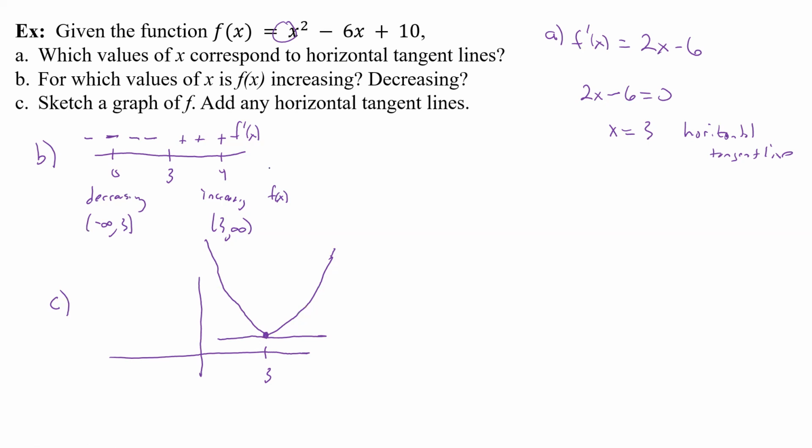So again, f of x is increasing from 3 up to infinity, and f of x is decreasing from negative infinity up to 3. So those are all the values we're looking for in this problem, I think. All right, let's stop there. We'll come back with another question.